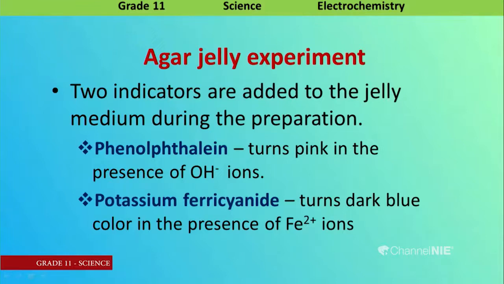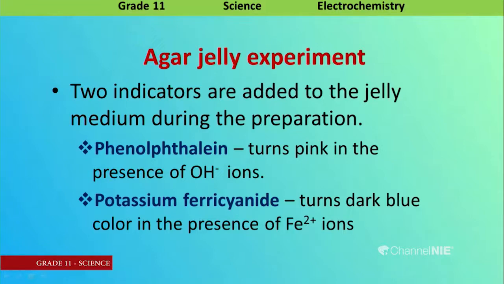When the jelly is prepared, we add two indicators to that. The two indicators are phenolphthalein and potassium ferricyanide. Phenolphthalein, as you know, turns pink in the presence of hydroxyl ions. Potassium ferricyanide turns dark blue in the presence of ferrous ions.